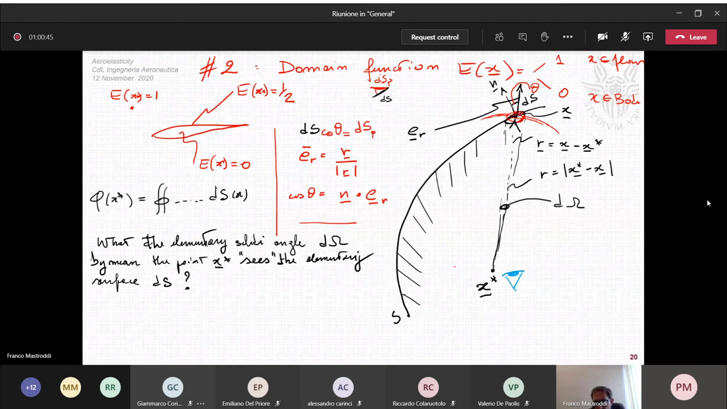This is a solid angle. A solid angle is a measure of the vision of this surface by this point in the space. The concept of solid angle is something similar to the concept of the measure of an angle in a plane in radian. When you have a standard angle in the plane, you have alpha. In order to quantify this alpha, what do you do?